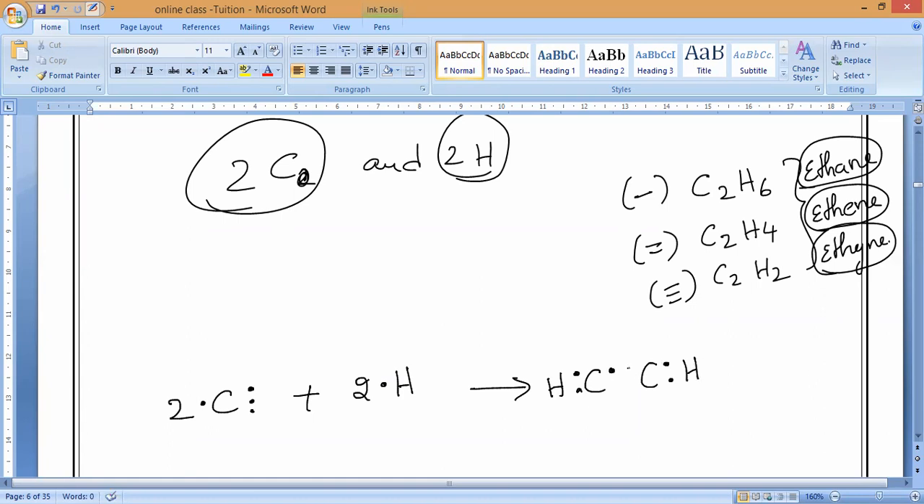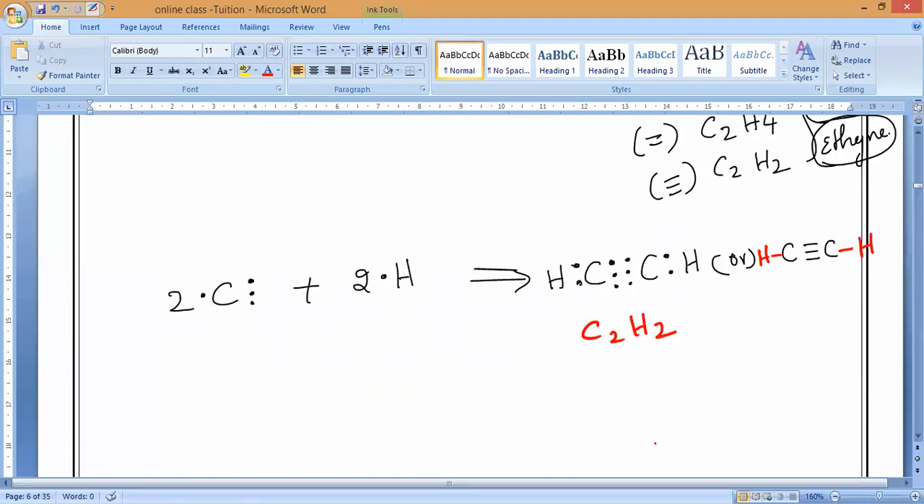Middle, how many bonds? Triple bond. So I can represent it like this: H, single bond, C, triple bond, C. Opposite side what will come? Single bond, hydrogen. Is it okay, guys? Everybody understand? So this is what you should write, C2H2, ethine molecule. Any doubt, please ask me.